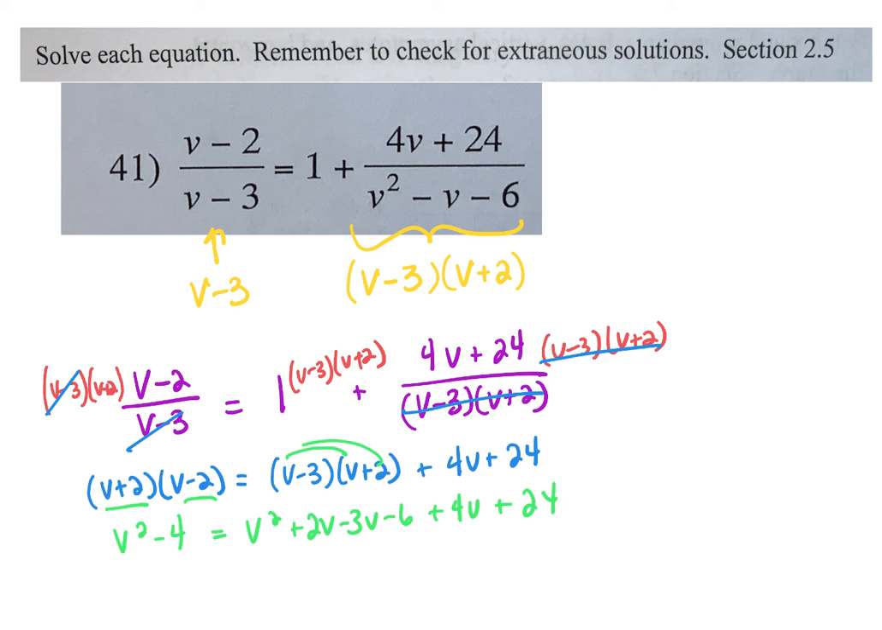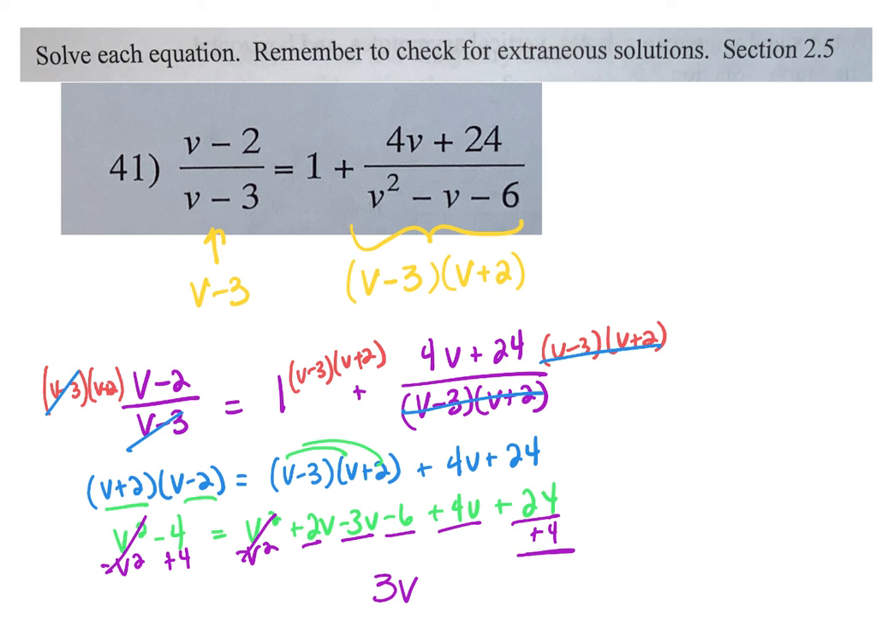In this case, move everything to one side. Okay, move everything to one side and combine your like terms. So I'm going to move this over and it's actually going to cancel, right? It's going to cancel on both sides. Oh, I'm going to move my 4 over. So what I'm left with is 2v minus 3v, which is -1, plus 4. That gives me 3v, right? And I have -6 plus 24 plus 4.